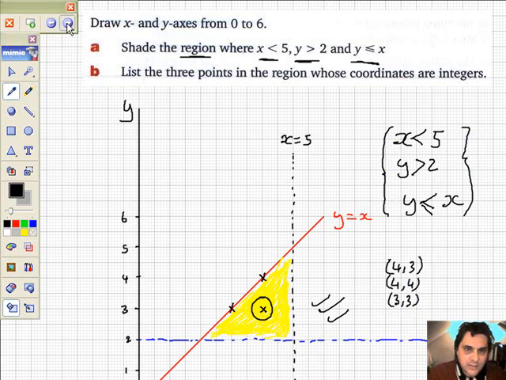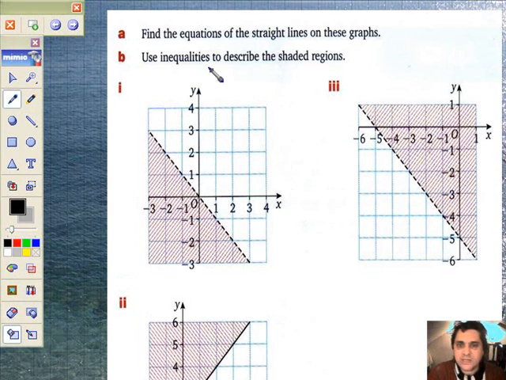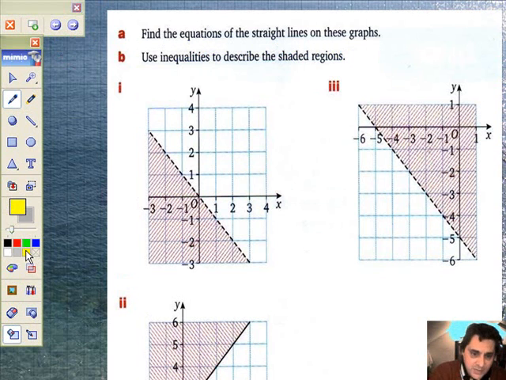Alright? And the final question is pretty good, because we will get to revise gradients. Right, find the equations of the gradients. This is question 4, I believe. Yeah. Find the equations of the straight lines of these graphs. Well, let's work in yellow because we need to be bright here. If you look over here, I can take any size triangle I like. Look at that. Let's take the biggest I can get.